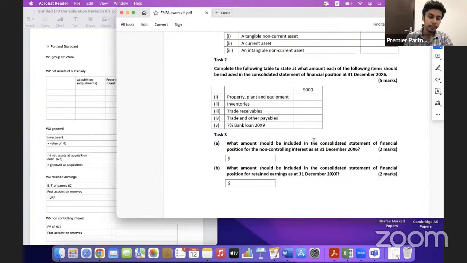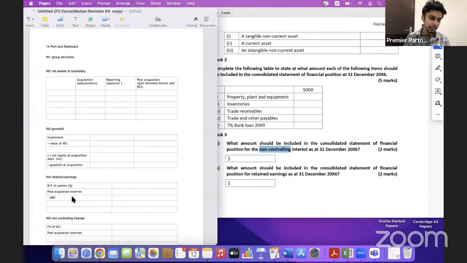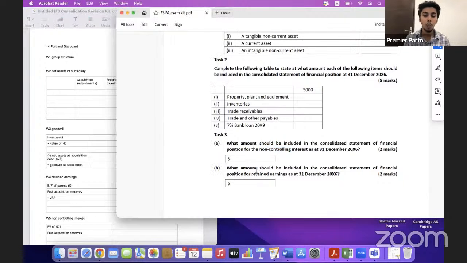What amount should be included in the consolidated statement of financial position for non-controlling interest? Okay, so now they are asking us the value of the non-controlling interest. So that one, here I have done my working, the non-controlling interest working. And the final one: what amount should be included in the SOFP for retained earnings?